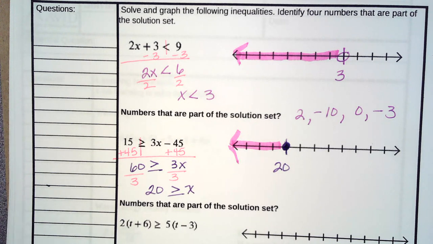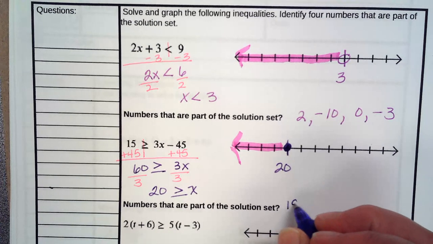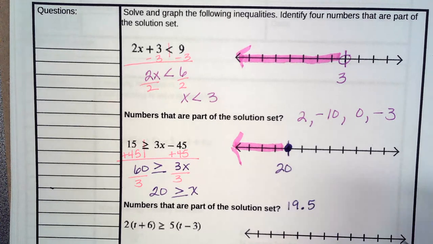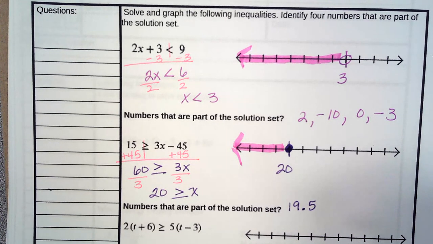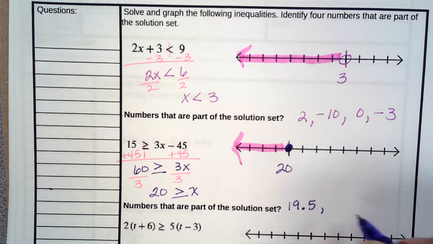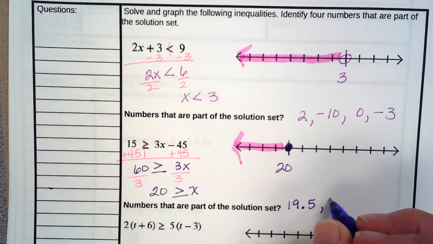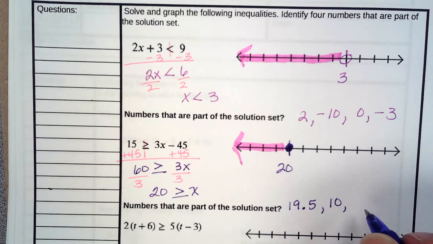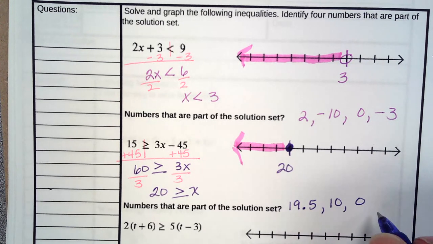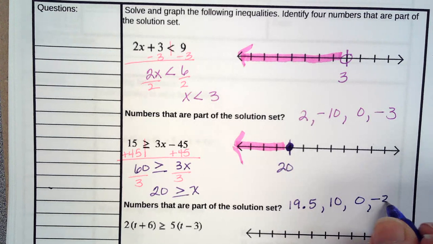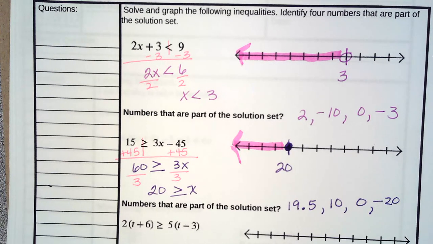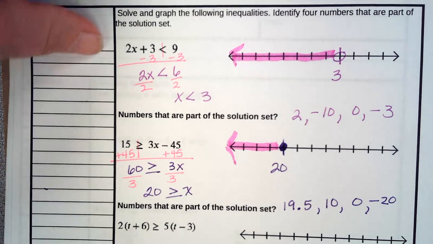Okay, let's do an unusual one. What about 19.5? 19 and a half. Is that less than 20? Yep. What's another number that is less than 20? 10 would be less than 20. 0 would be less than 20. Negative 20 would be less than 20. There's an infinite number of numbers and fractions that you can find that are part of that solution set.